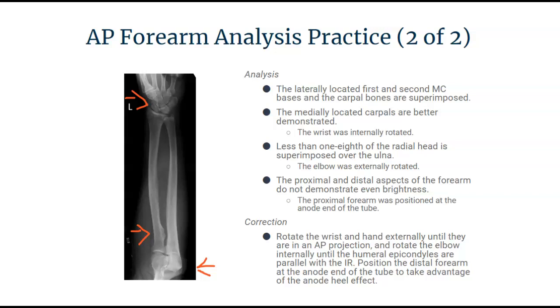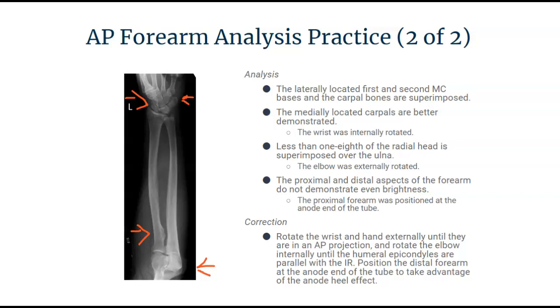You can see that the lateral side here, these metacarpals are superimposing. The pisiform is starting to come out over here medially. So the wrist is in an internal rotation. However, the elbow is externally rotated because you know from an elbow projection, the radial head, neck, and tuberosity in an external oblique open up. So we've got a couple of little positioning errors here that we've got to correct.